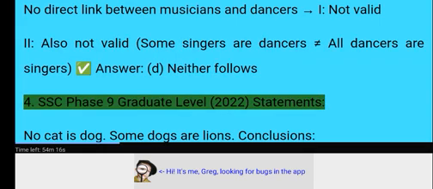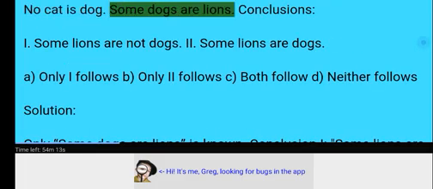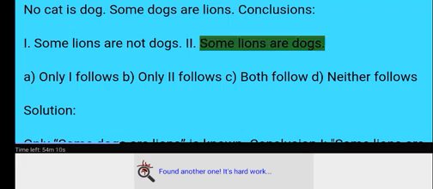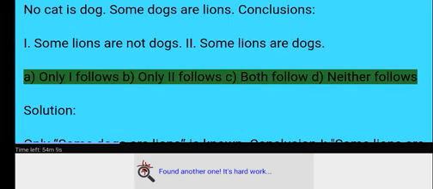4. SSC Phase 9 Graduate Level 2022. Statements: No cat is a dog. Some dogs are lions. Conclusions: 1. Some lions are not dogs. 2. Some lions are dogs. Options: A, only 1 follows. B, only 2 follows. C, both follow. D, neither follows.